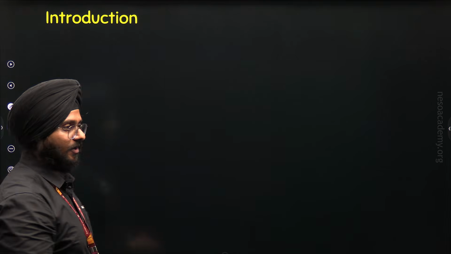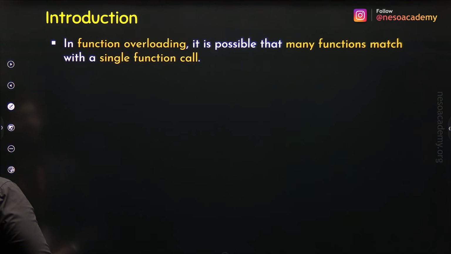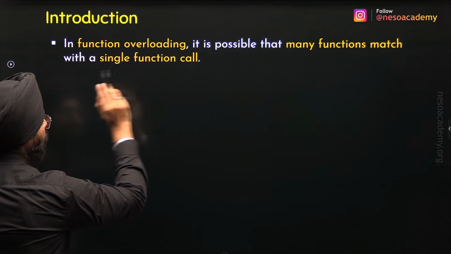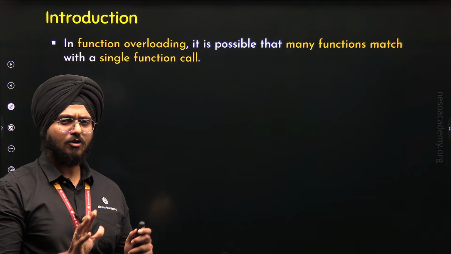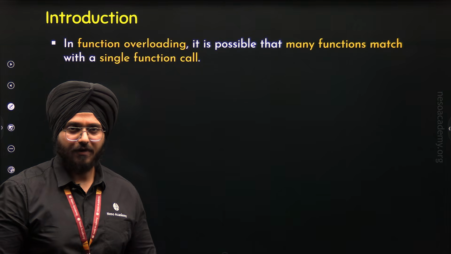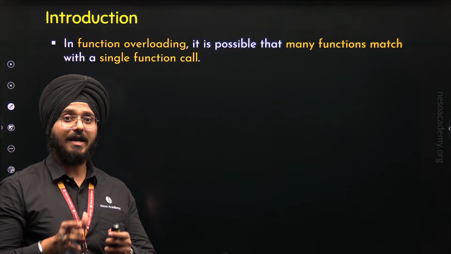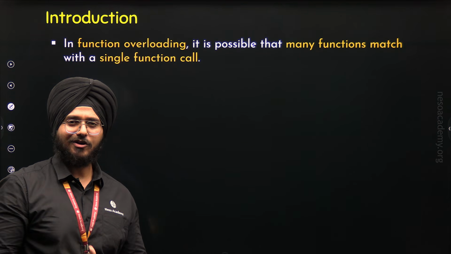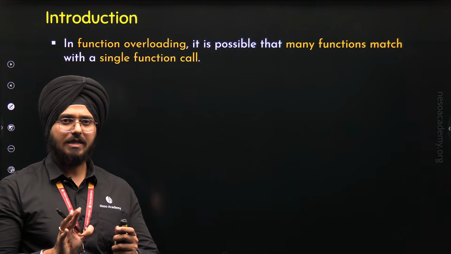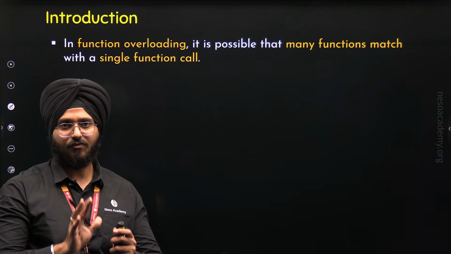Now, what is overload resolution? In function overloading, it is possible that many functions match with a single function call. We know the concept of function overloading from the last lecture. We learned that we can define functions with the same name, but they must differ by parameters. Now, parameters can differ by number, order, or type. So, we can define functions with the same name in C++. But the only condition is that the parameters must be different.